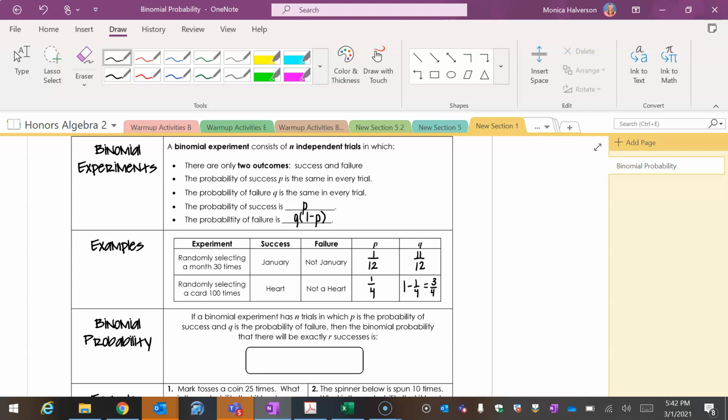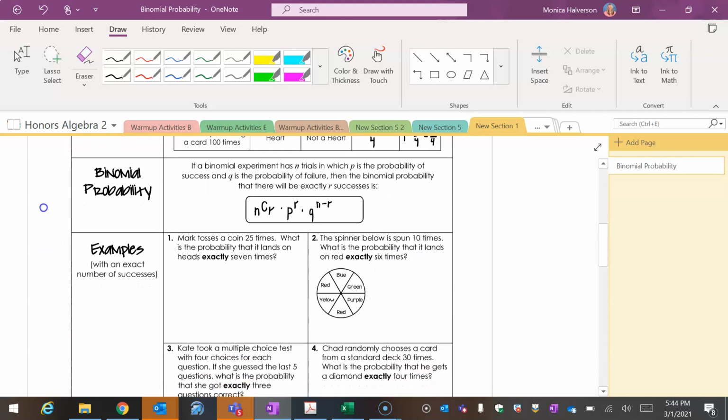What is binomial probability? If a binomial experiment has n trials in which P is the probability of success and Q is the probability of failure, then the binomial probability that there will be exactly R number of successes is found by doing nCr times P to the R times Q to the n minus R. All right, so let's look at that with a problem.